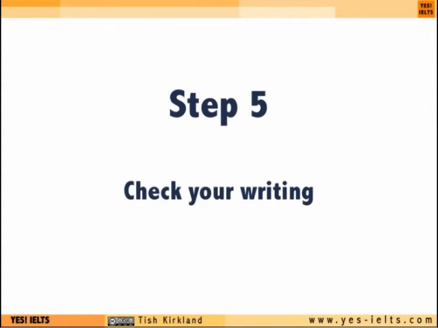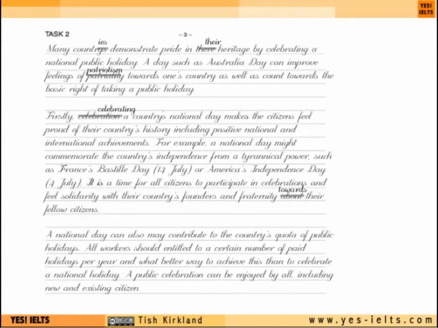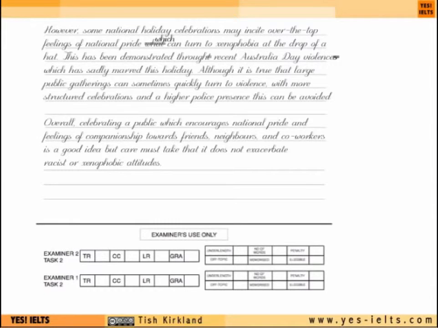Step 5 is to check your writing. This is a very important step, so please don't leave it out. It's okay to cross out or insert new words. The examiner will disregard your crossed out words and will only consider your new words. And it's a good idea to cross out rather than use an eraser, as erasing can take extra time. More information about checking is given in future tutorials of this Yes IELTS course for Task 2.